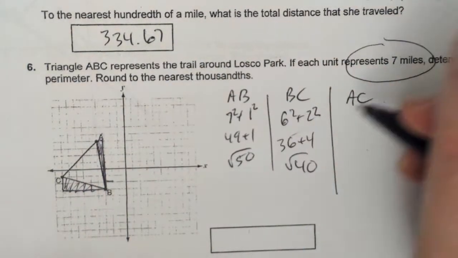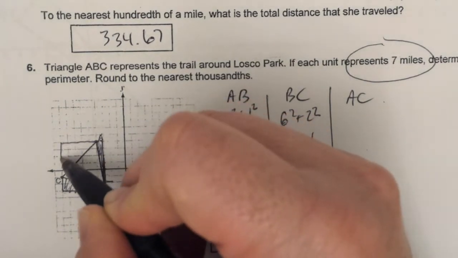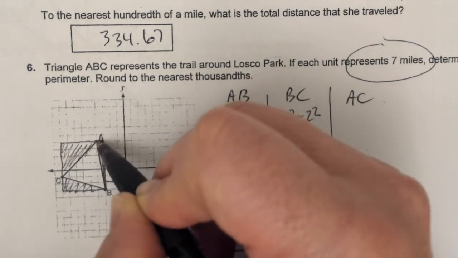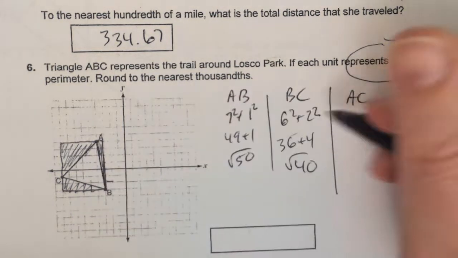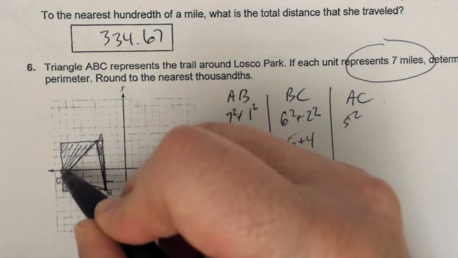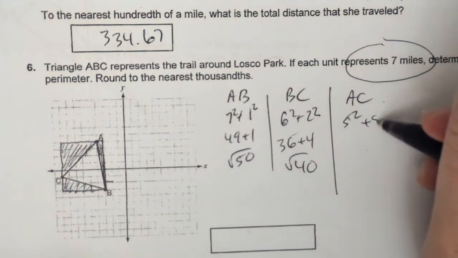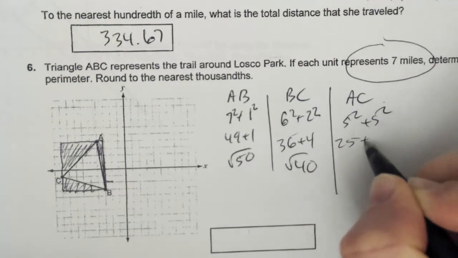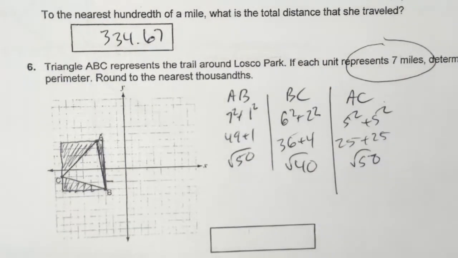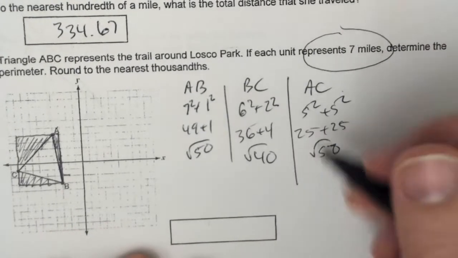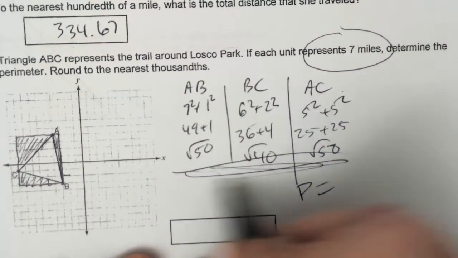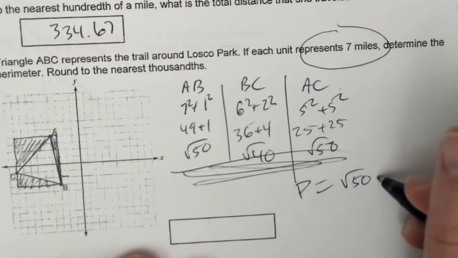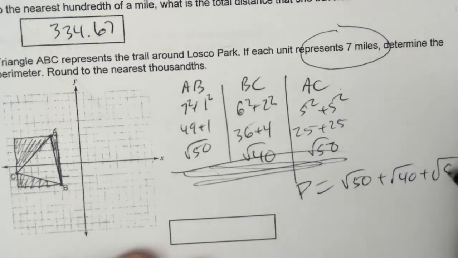And A to C. A to C, making a right triangle. Start at the point, go towards the corner. That is 1, 2, 3, 4, 5 by 1, 2, 3, 4, 5. And we get 25 plus 25, which is square root of 50. Okay, we want the perimeter, so we're just going to add all those together. Sorry, that was supposed to be underlined. Perimeter is square root of 50 plus square root of 40 plus the square root of 50.